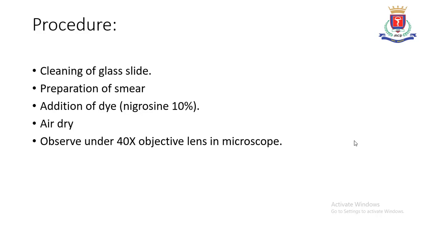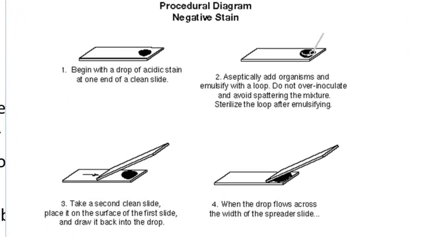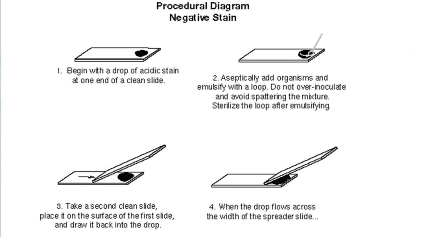The next step is preparation of smear. Now here what we'll be doing is we'll be taking the one loop full of bacterial suspension, and you will deposit that bacterial suspension at the end of the glass slide, not at the center of the glass slide as we did for monochrome staining. We'll be putting one loop full of the bacterial suspension at one end of the glass slide, and then we'll be adding 2 to 3 drops of the nigrosin stain at the same end of the glass slide.